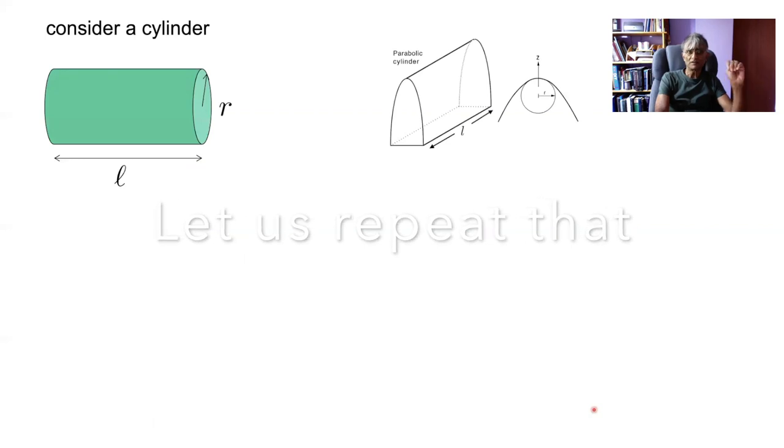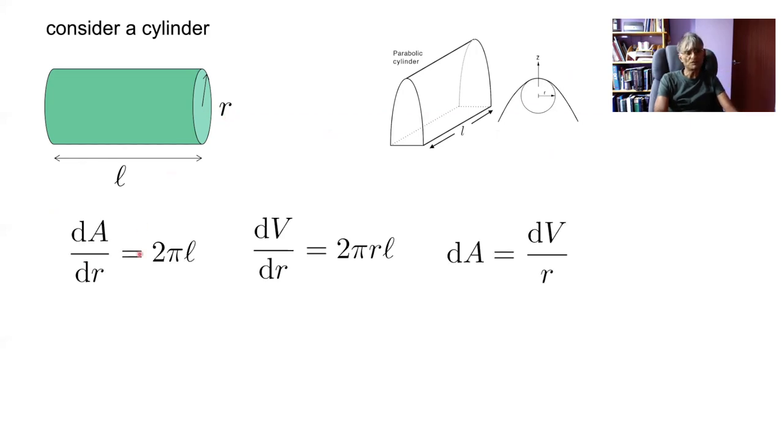So consider a cylinder, which is this cylinder at the tip of the parabolic cylinder plate, and it has a length L and a radius R. And its surface area is given by 2 pi R times L, and its volume is given by pi R squared times L. So the rate at which the area changes with the radius is 2 pi into L, and the rate at which the volume changes with the radius is 2 pi RL. So we obtain a relationship between the increment of area and the increment of volume as a function of the plate tip radius.